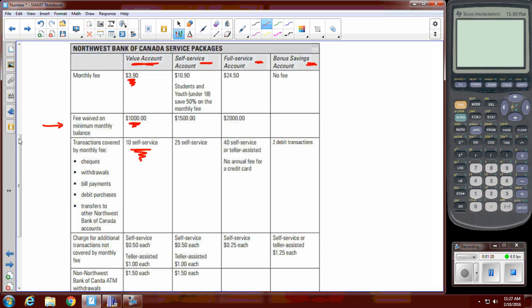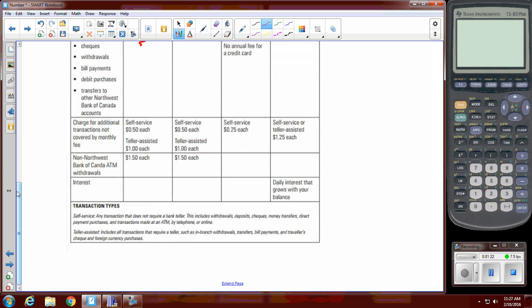Now, self-service, it's explained in the fine print down here. Self-service is basically anything that you don't need to talk to somebody in the bank about. So you can go to a bank machine, which is an ATM. You could do it online. You could do it by telephone, or just depositing money through any one of those means, or taking money out. So that's a self-service, paying bills online and things like that.